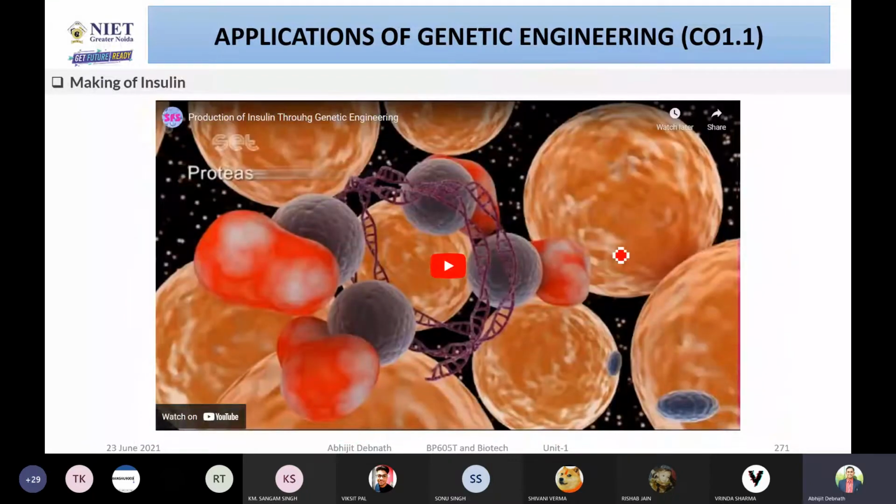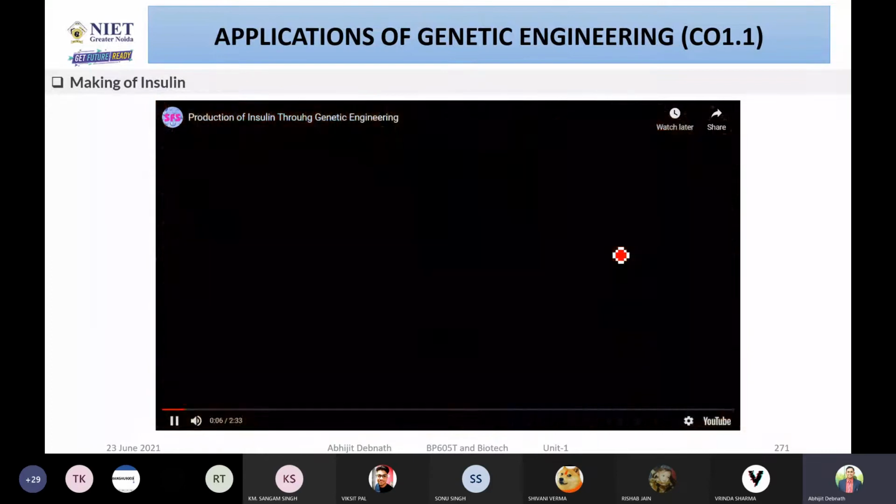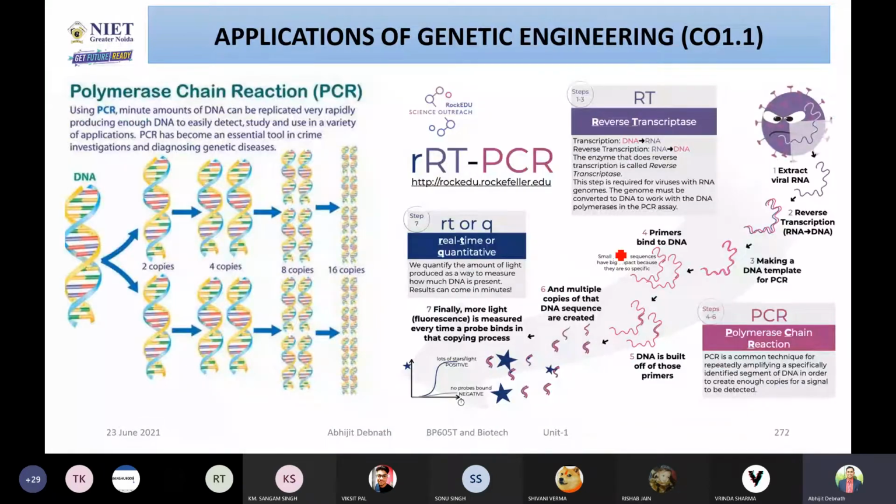So I have discussed this with a video in yesterday's lecture. I will not discuss it again. And then a very interesting thing called RT-PCR, PCR sorry. First thing is PCR. RT-PCR came after PCR. Okay, PCR is the first thing.